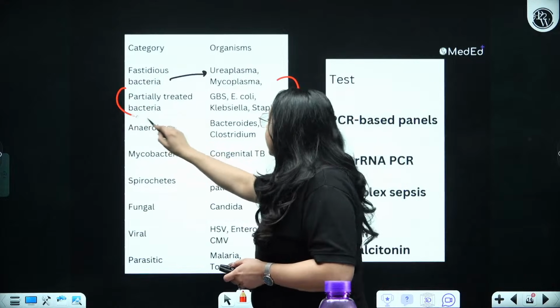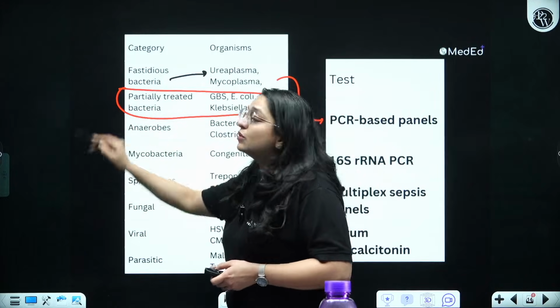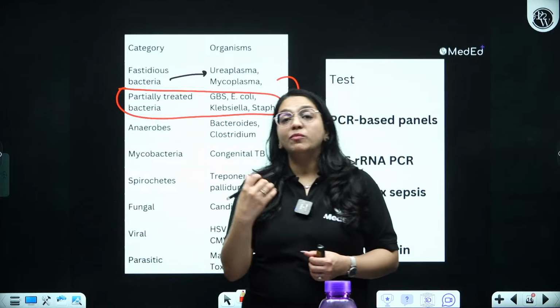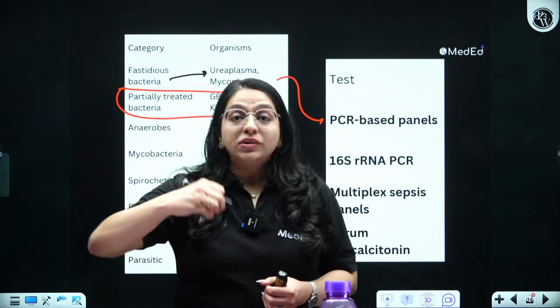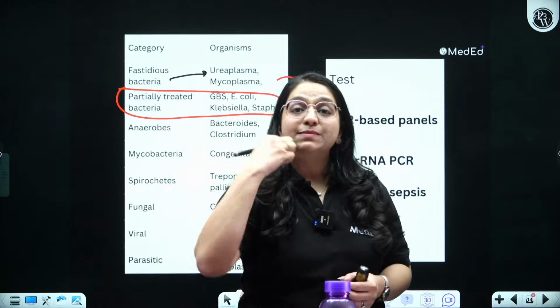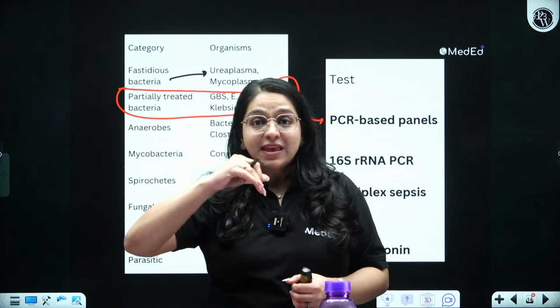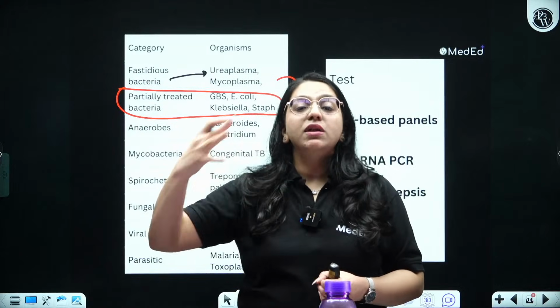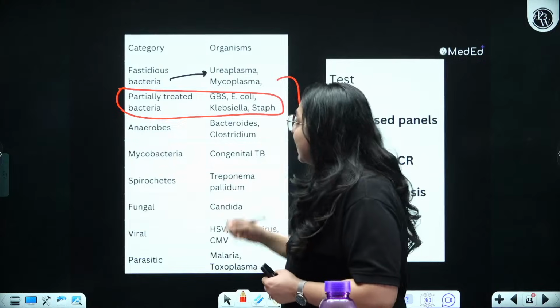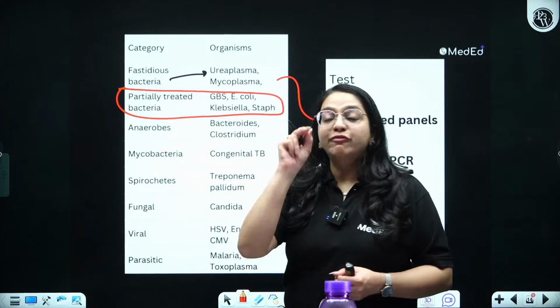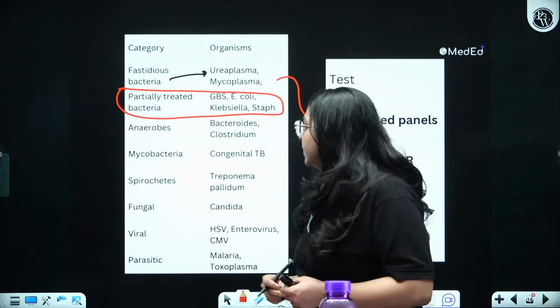Partially treated bacteria, the common ones only, GBS, E. coli, Klebsiella, which grow very easily on bacterial blood culture, but they were partially treated. So their growth has been hampered. Their morphology has been changed. Antibiotic pressure is there, so they're not able to grow a lot in culture. Does not mean they're not present inside the patient. That is why it is important to send it before starting antibiotics in the patient.